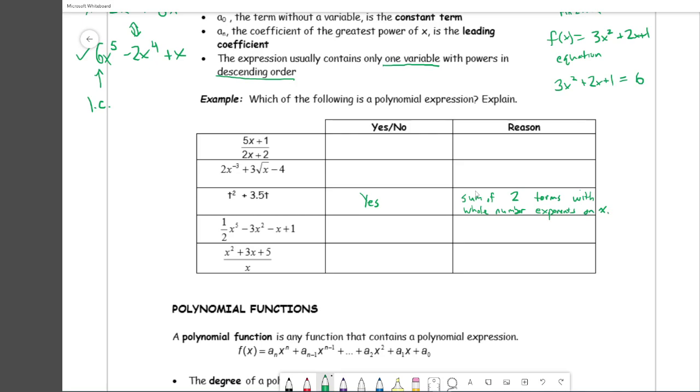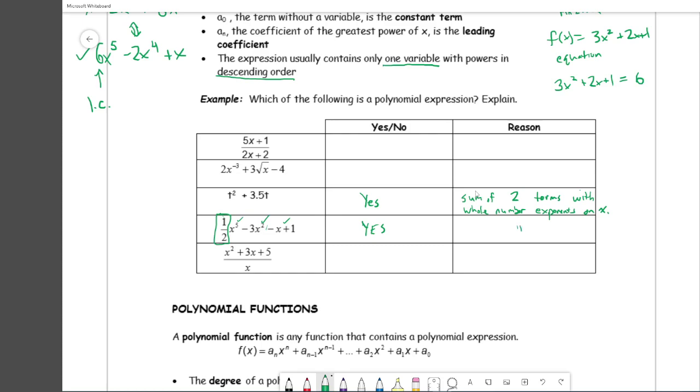Okay, that's a polynomial. This is a polynomial, right? And again, it would be for the same reason. X to the 5 is okay. This is a fraction, but that doesn't matter. I mean, it can have fractions as its coefficient. It just can't have fractions in its exponent. So that's fine, that's fine, that's fine. There's nothing there that contradicts any of the rules in terms of what is a polynomial.